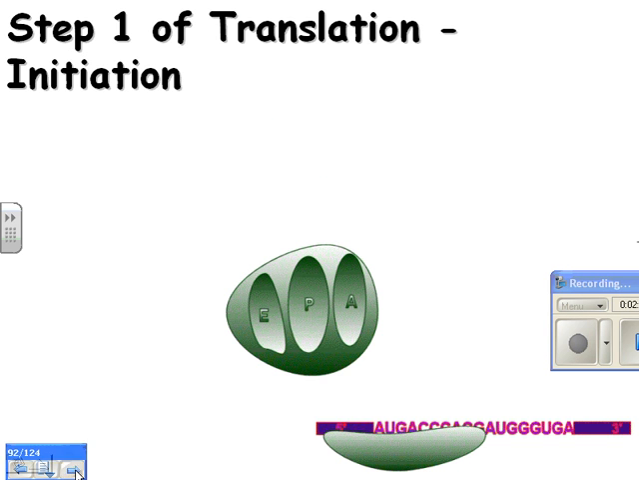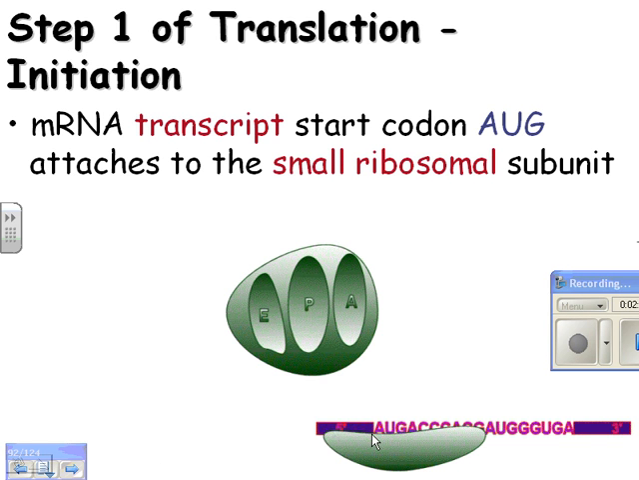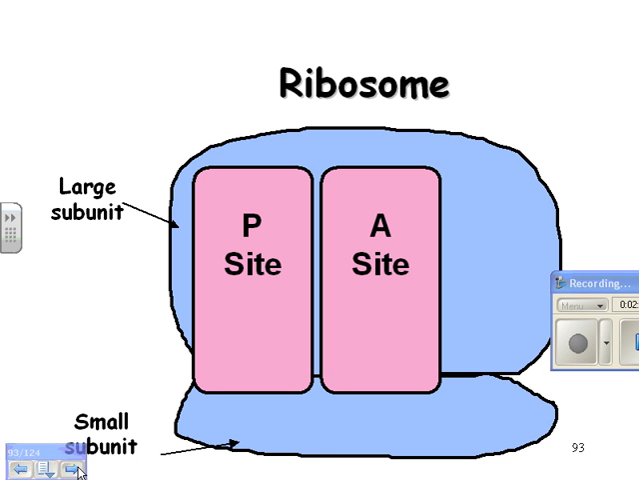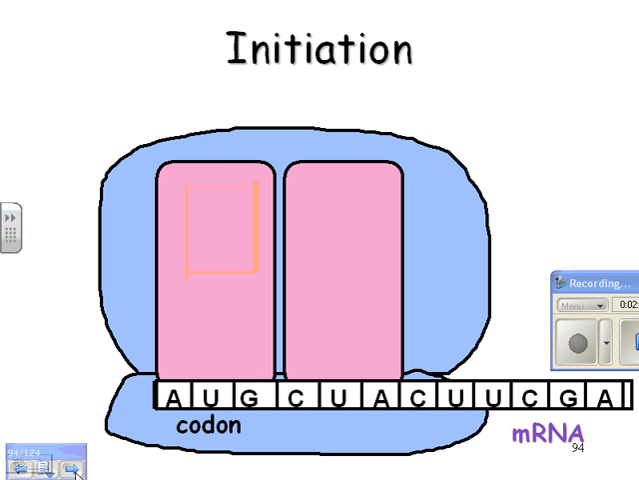And step 1 is initiation. That means to start. So the thing that happens first is the messenger RNA attaches to the small ribosomal subunit. AUG is the start, so you always start with that. And here's the cap that you start with. And then the next thing is that the small subunit and the large subunit will come together. So initiation is the beginning.